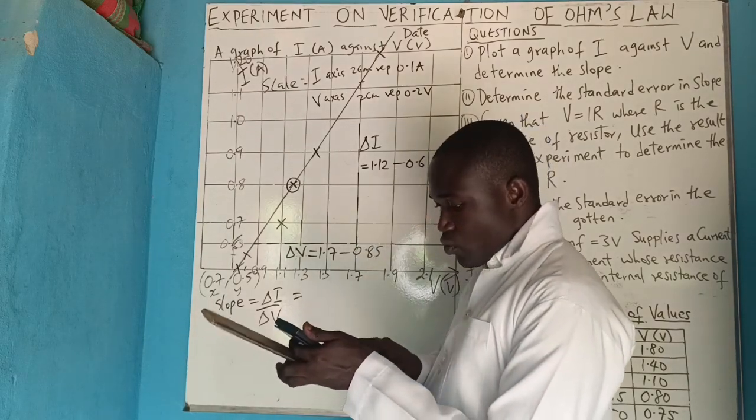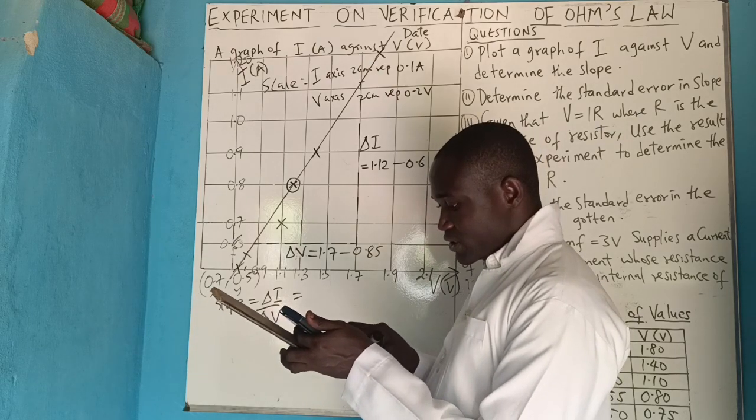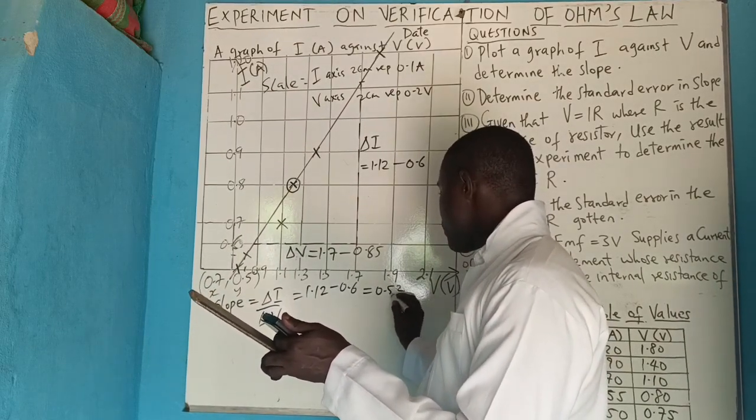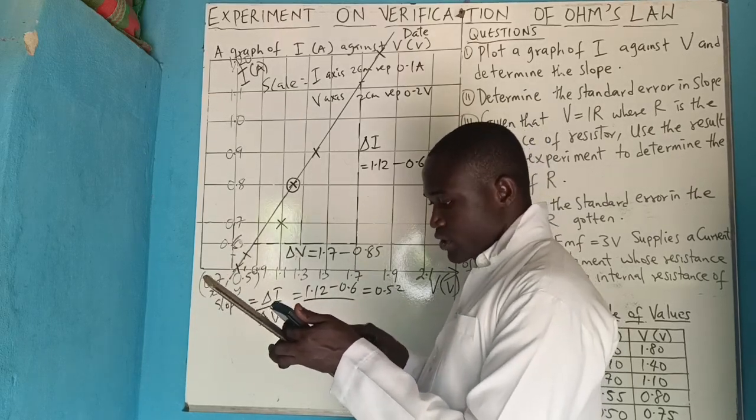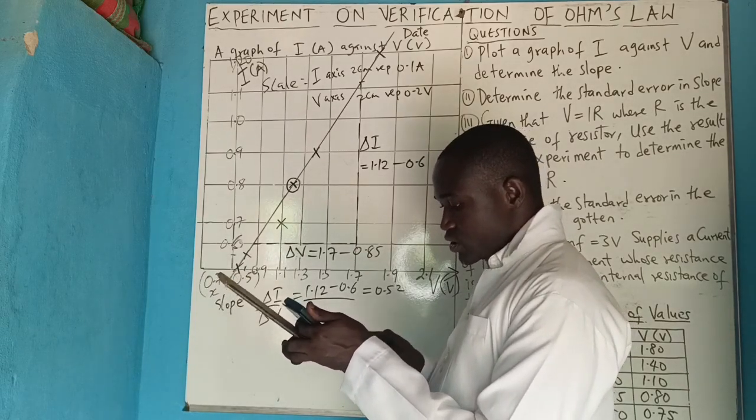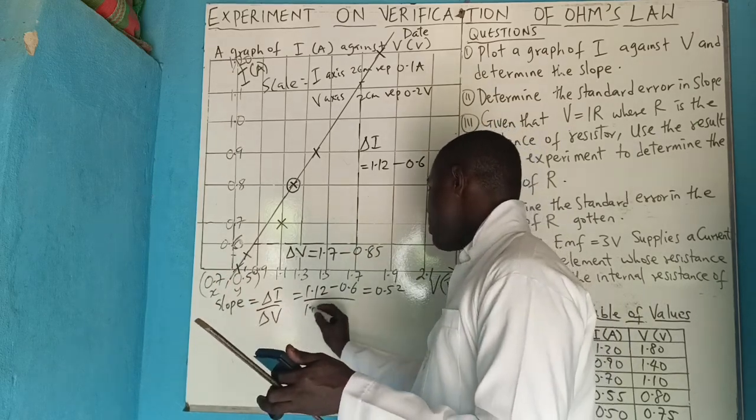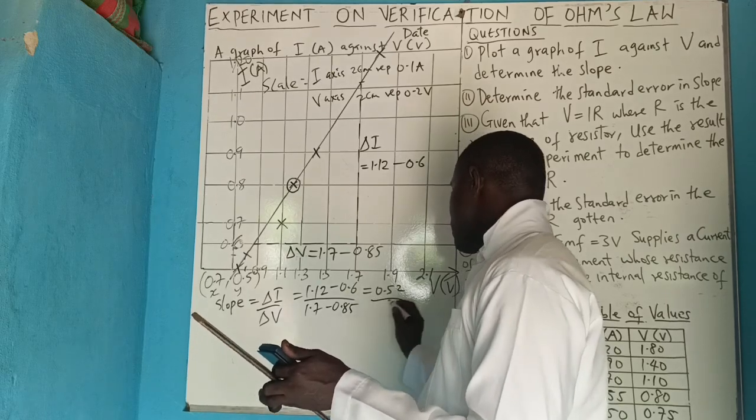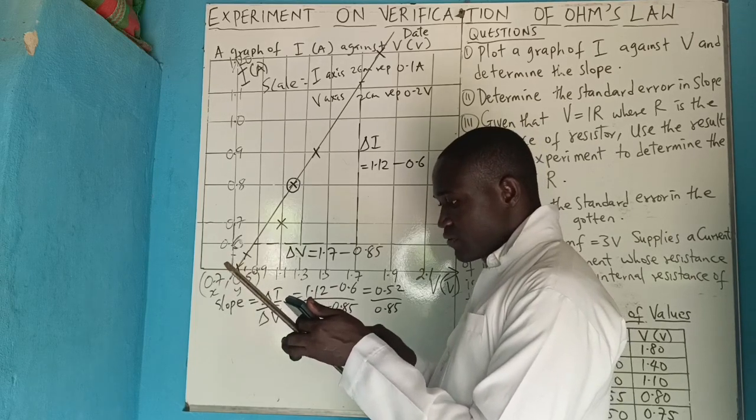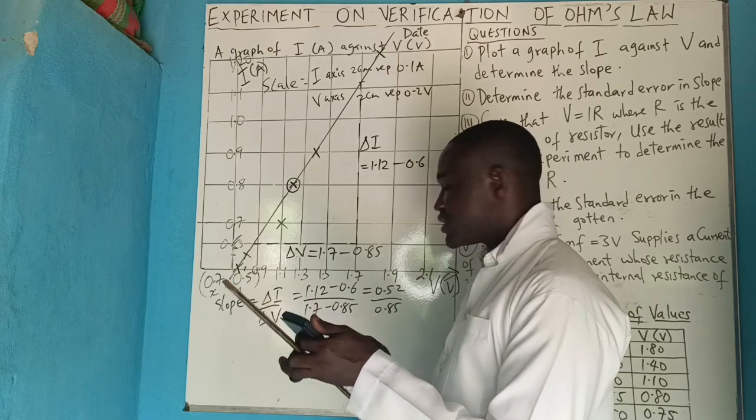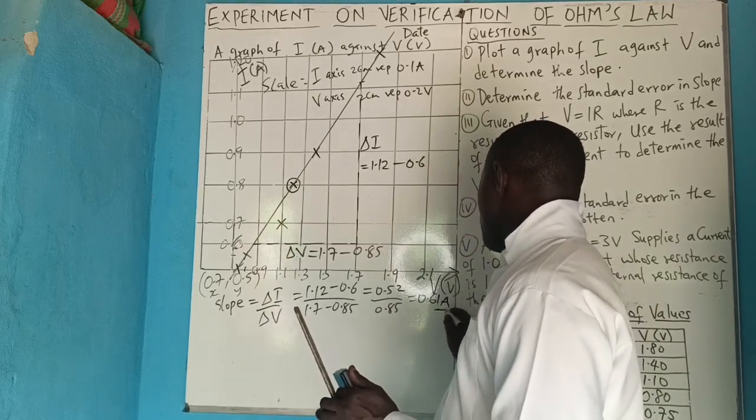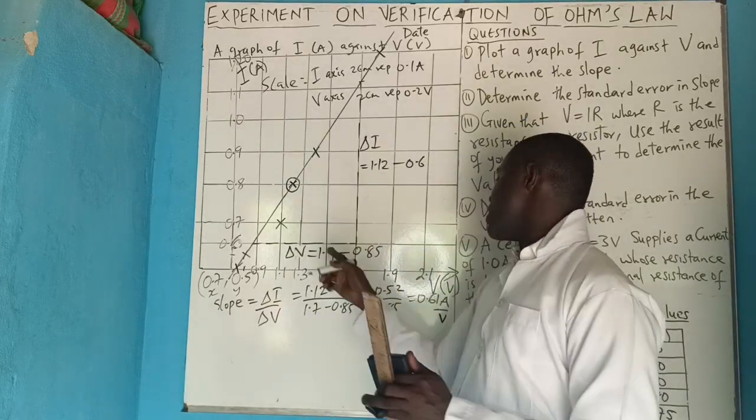This minus this, 1.12 minus 0.6 will be giving us 0.52, all over 1.7 minus 0.85. So you'll be having 0.52 divided by 0.85. You'll be having 0.61 ampere over what? Volt. The unit of current is ampere, the unit of volt is volt.